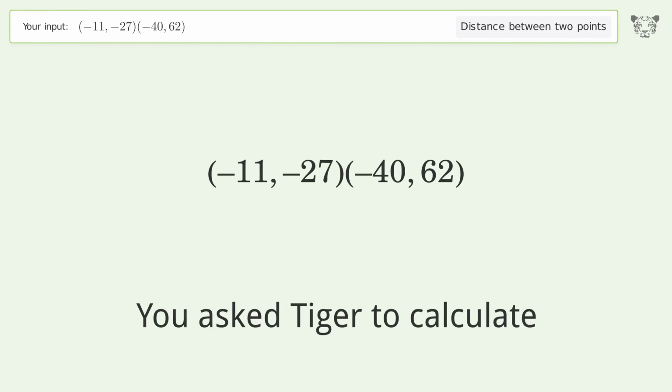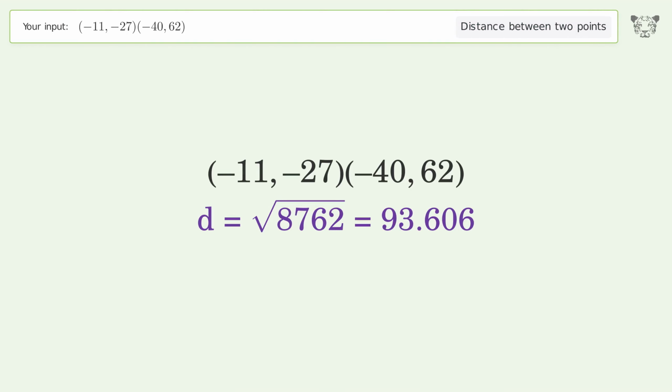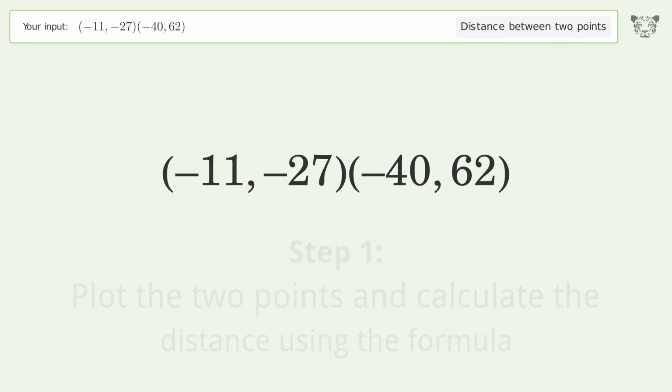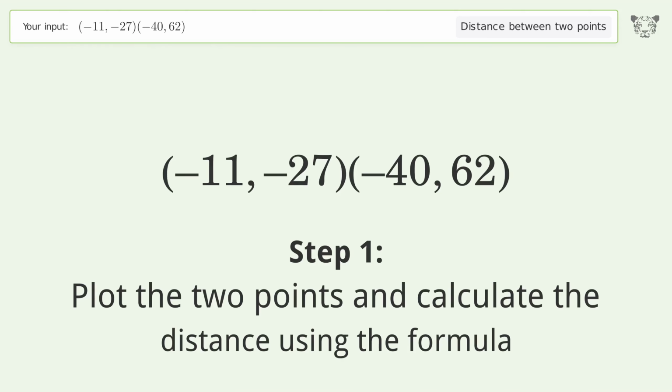You ask Tiger to calculate. This deals with the distance between 2 points. The distance between the 2 points is the square root of 8,762 or 93.606. Let's solve it step by step. Plot the 2 points and calculate the distance using the formula.